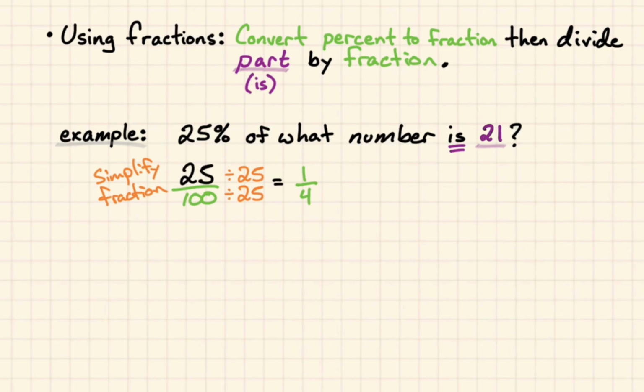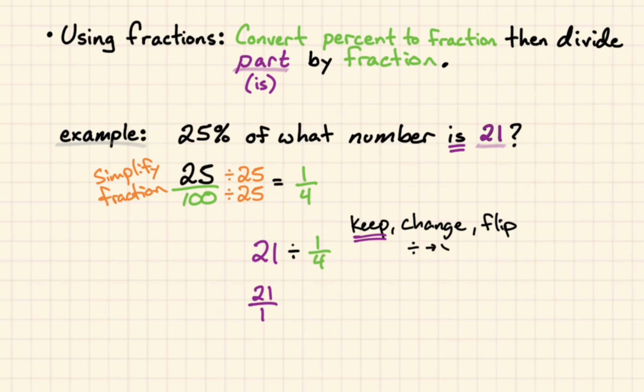I know that because of the "is" in the statement. And I'm going to divide 21 divided by 1/4. Remember your keep, change, flip. So I'm going to first write 21 as a fraction, 21 over 1. And then keep, change, flip. Keep the 21 over 1. Change the operation to multiplication. And then I'm going to be multiplying by the reciprocal, or I'm going to be flipping 1/4. So it becomes 4 over 1.